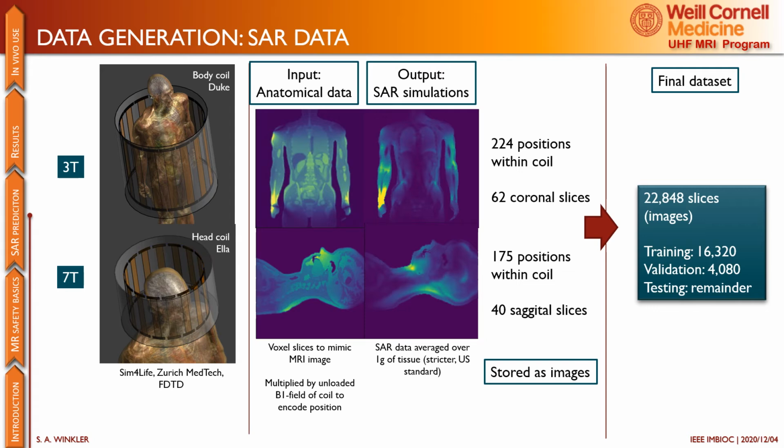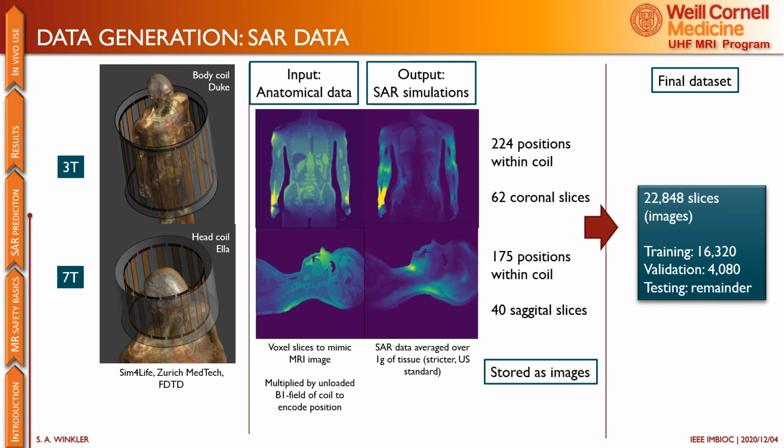I generated data for both 3 Tesla and 7 Tesla. For the 3 Tesla, we know that the SAR varies over body dimensions, remember 26 centimeters. So I used a body coil with a male body model. For 7 Tesla, we know that the brain dimensions are already an issue, so I used a brain simulation. The input of the training network is the anatomical data.